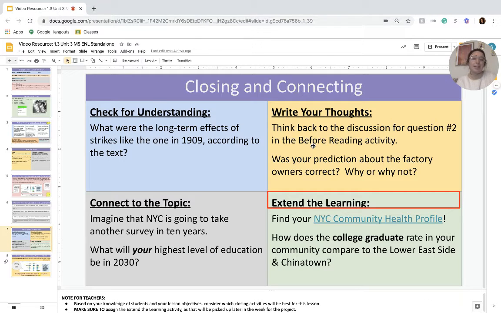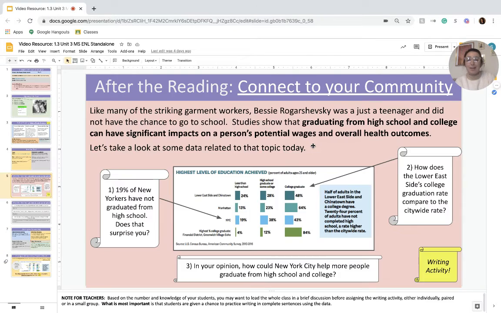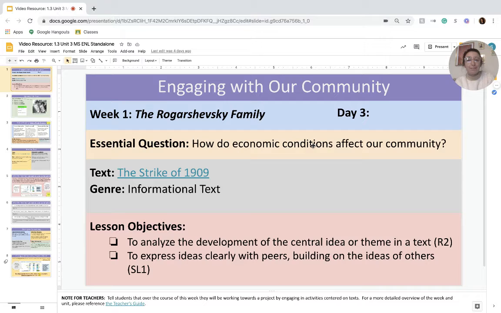Next is the closing and connecting. So extend the learning is a must because they'll need it for day 5. But you can add in any other questions that you'd like your students to answer from Check for Understanding, write your thoughts, or connect to the topic. Lastly, you'll see a teacher model of the closing and connecting right here that can help students in writing their own response. All right, so without further ado, let's get into it.